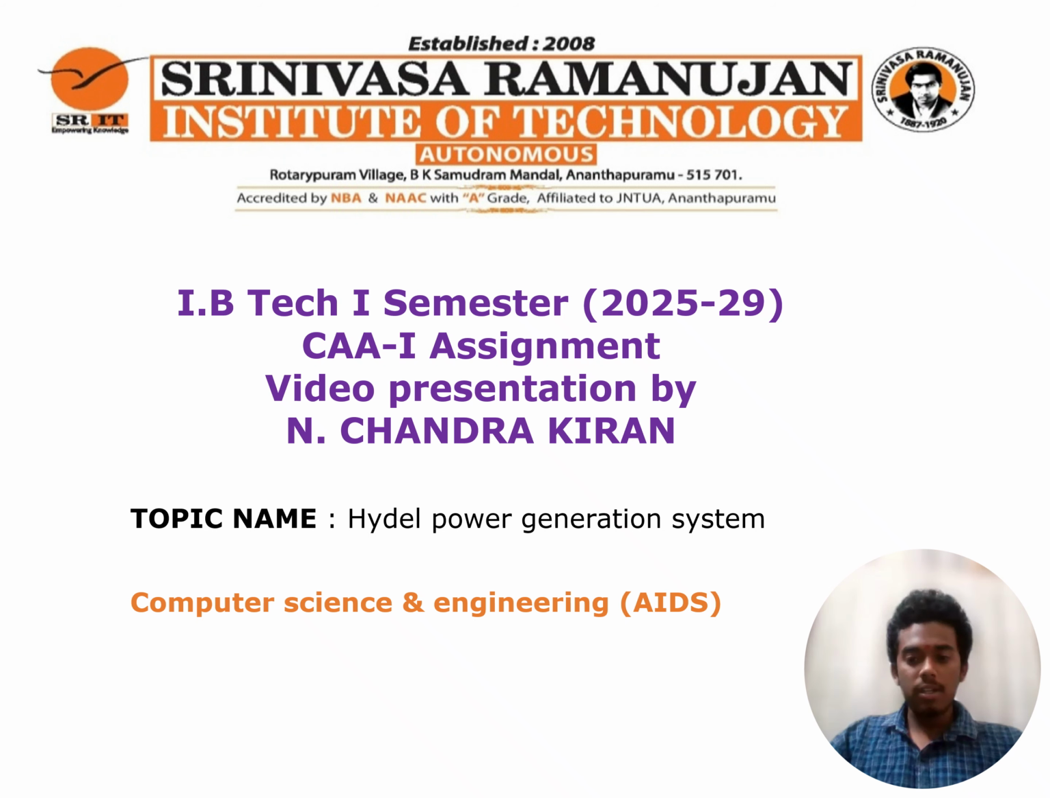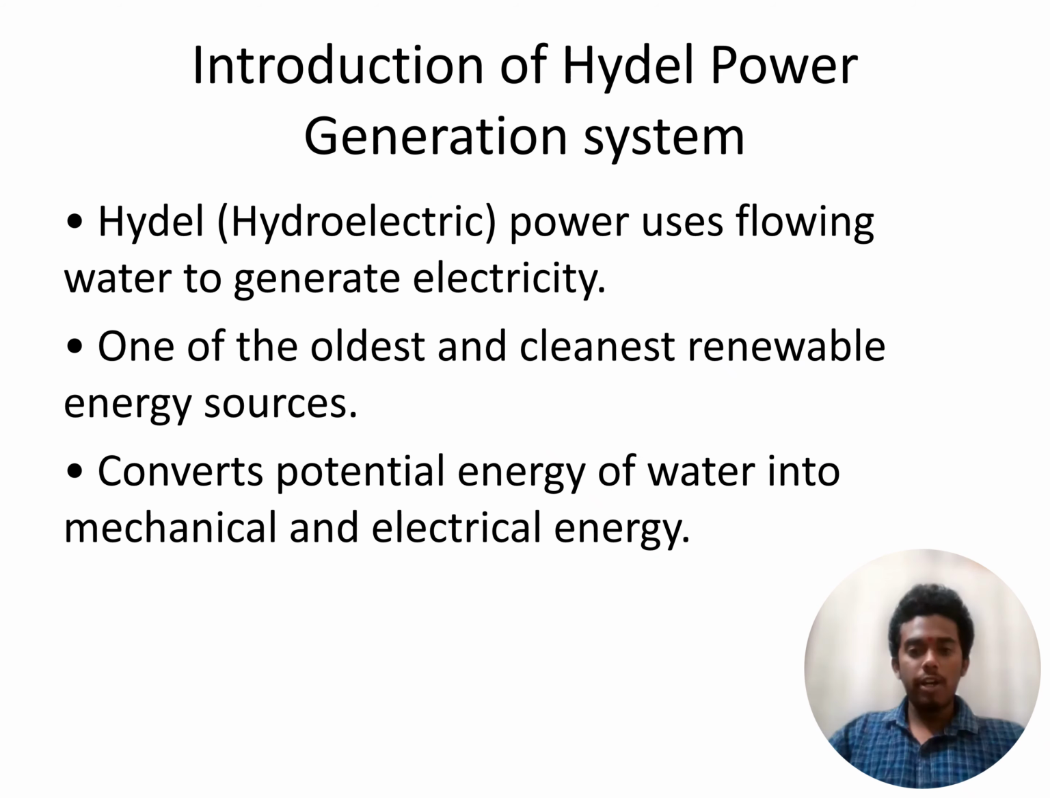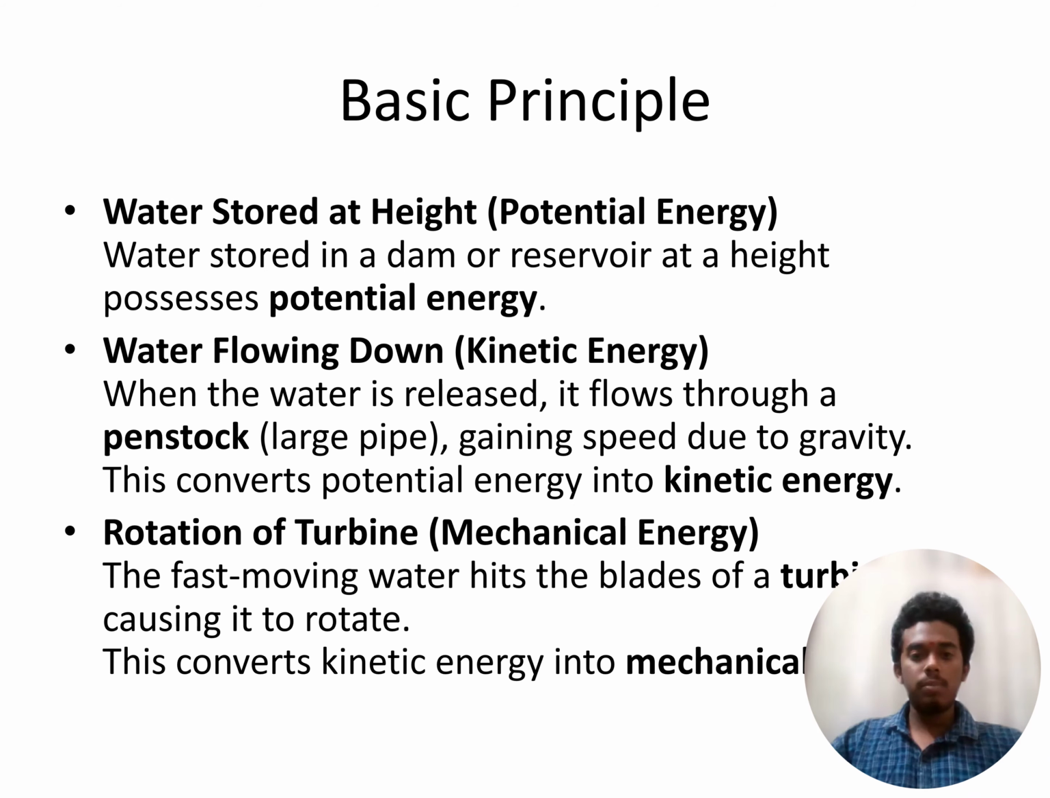So today I am explaining the topic about Hydel power generation system. Introduction of Hydel power generation system. Hydel means hydroelectric power. It uses flowing water to generate electricity, is one of the oldest and cleanest renewable energy sources, and converts the potential energy of water into mechanical and electrical energy. This is the basic principle.